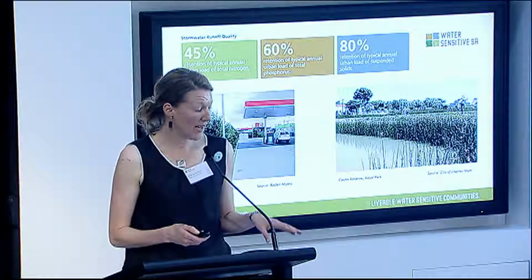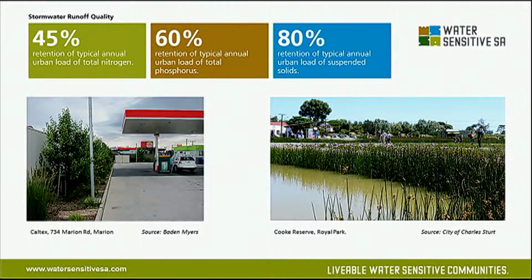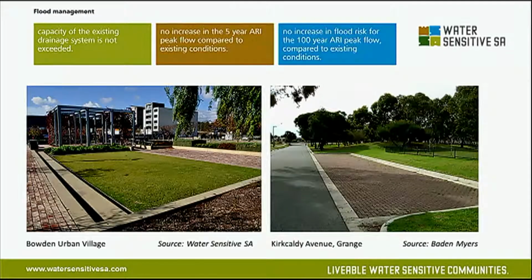So just reiterating, we're talking about the runoff quality targets as shown, and they've been mentioned before, and the flood management targets as shown here for the 5-year ARI and 100-year for major flows. I haven't put up the conservation slide, but obviously there is a water conservation target as well, but that's a little less prescriptive.